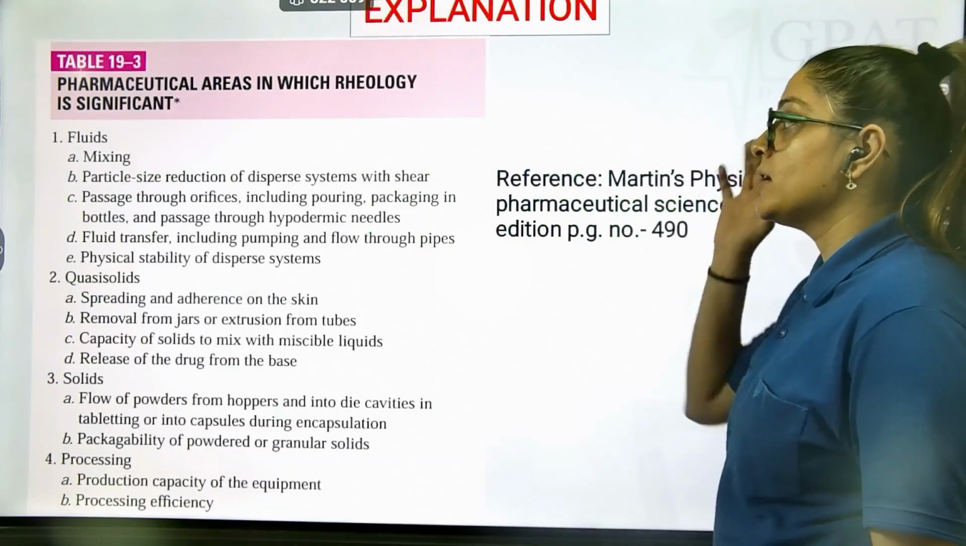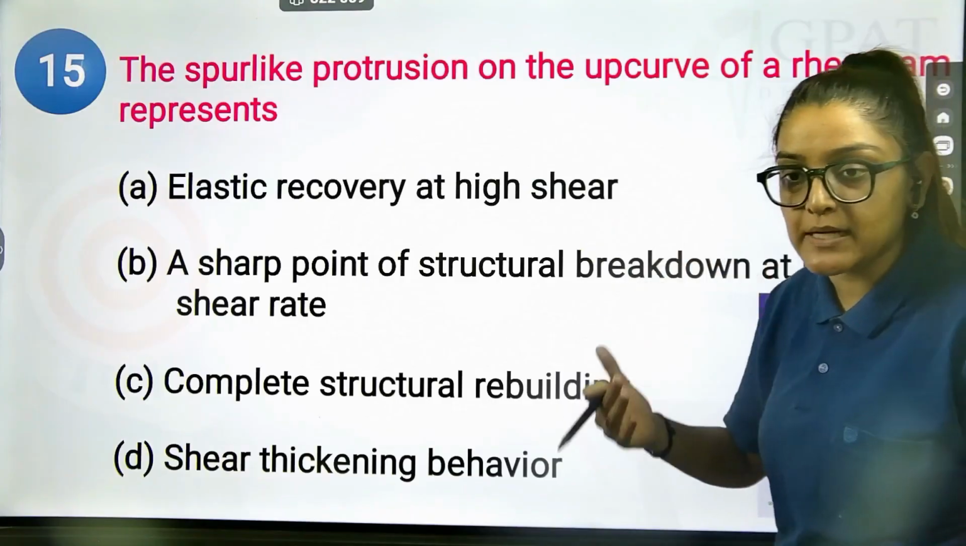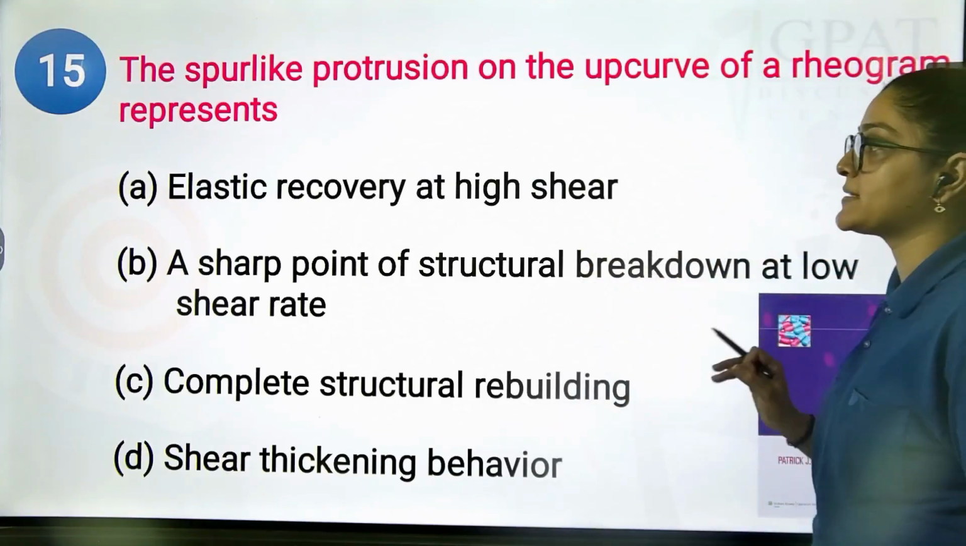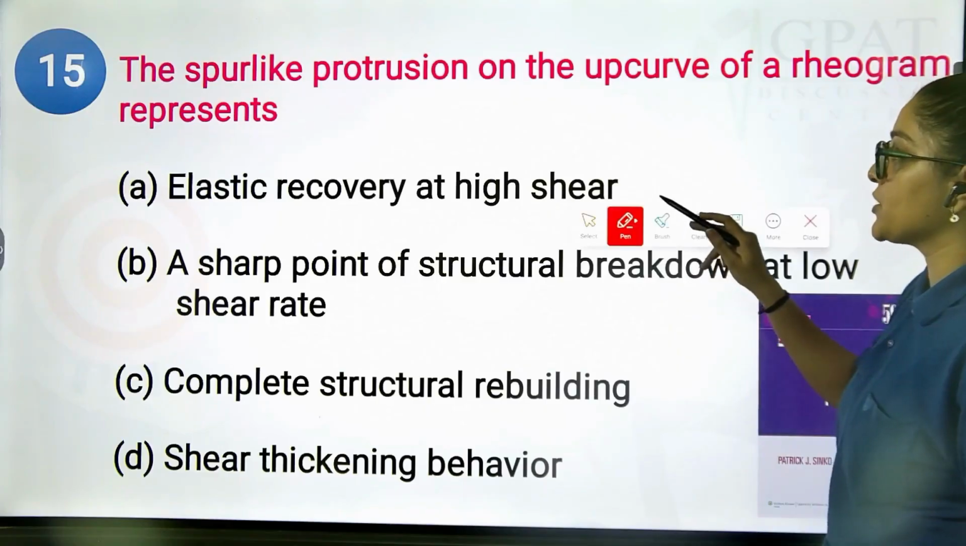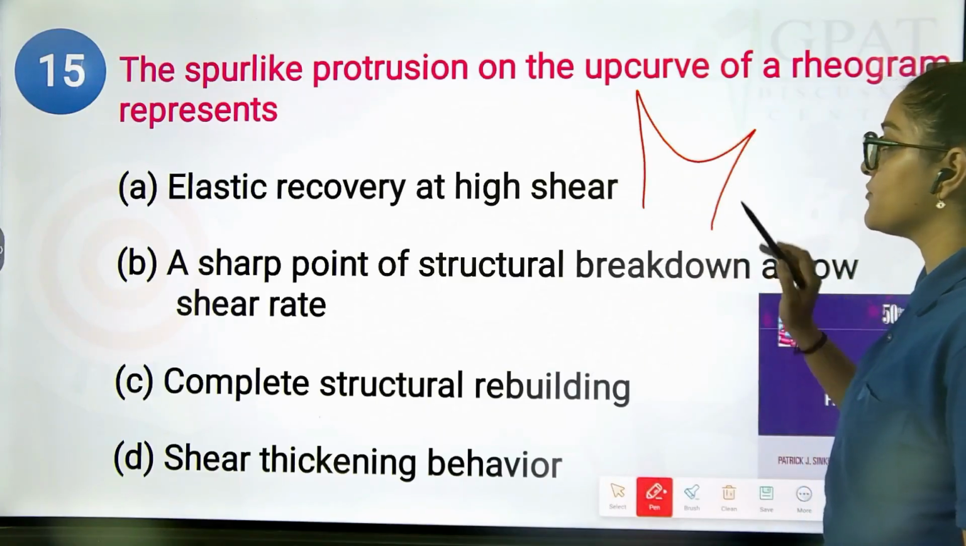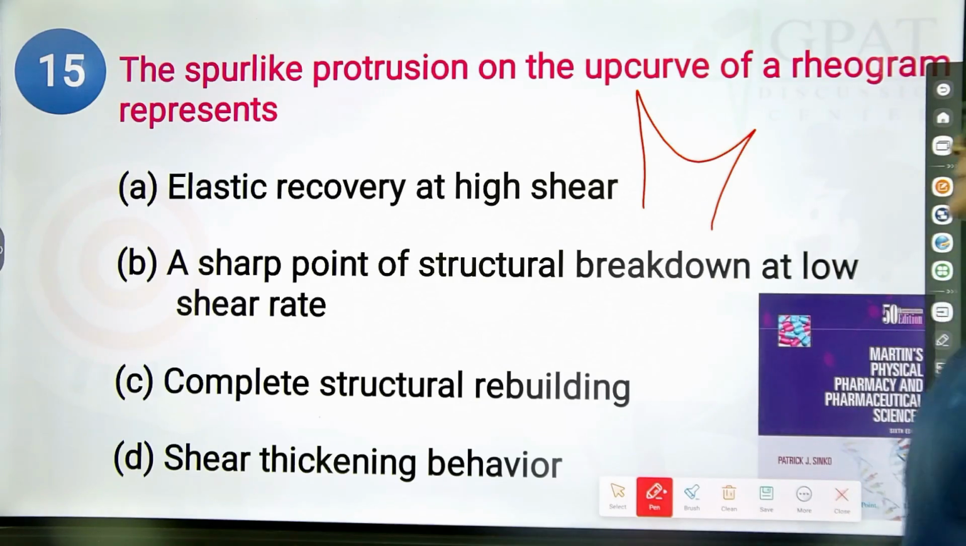Okay. Next. The spur-like protrusion. We have seen bulge, we have seen spur. Spur-like protrusion on the up curve represents what? You have seen bulge, right? Spur is somewhat like this, right? So, spur-like protrusion represent what?